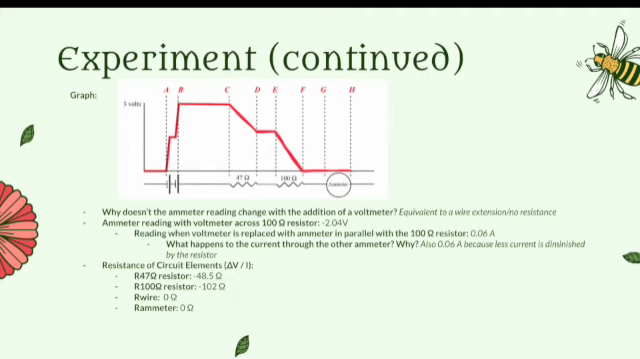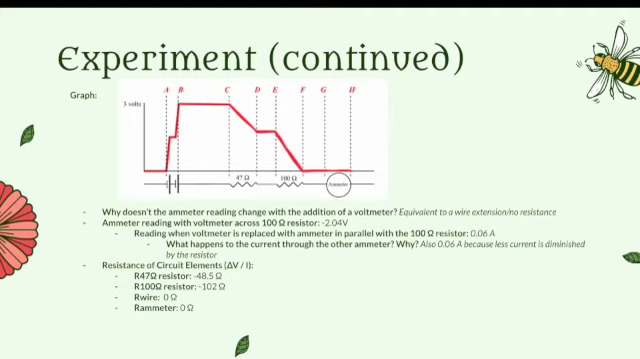The experiment continued. This is a graph of our results. It just shows the slope at different times. So we can see it starts at 0, goes up to 3, then it ends up going back down to 0, hence conservation. The ammeter reading does not change with the addition of a voltmeter because it's basically just extending the wire, and doesn't have any resistance in the model. And the reading was negative 2.04 across the 100 ohm resistor.